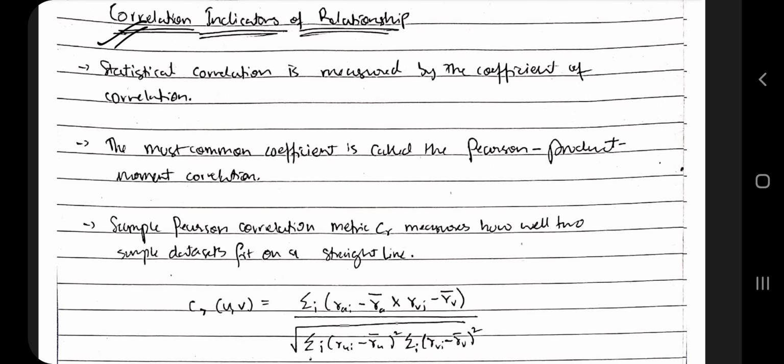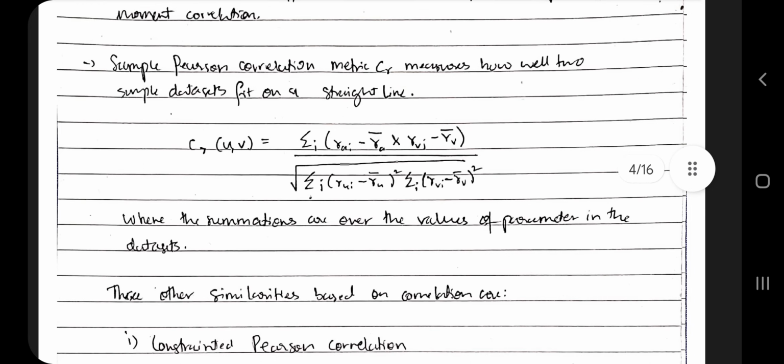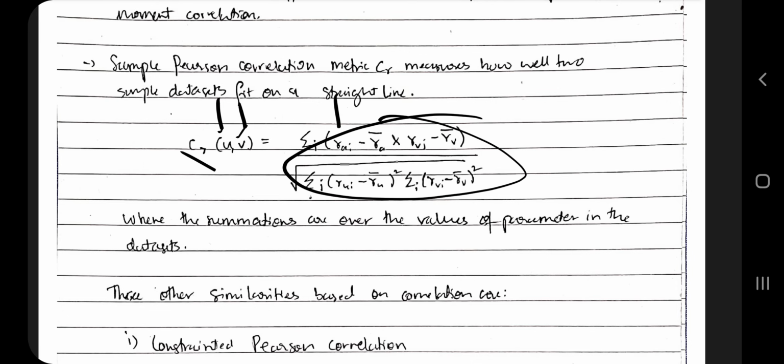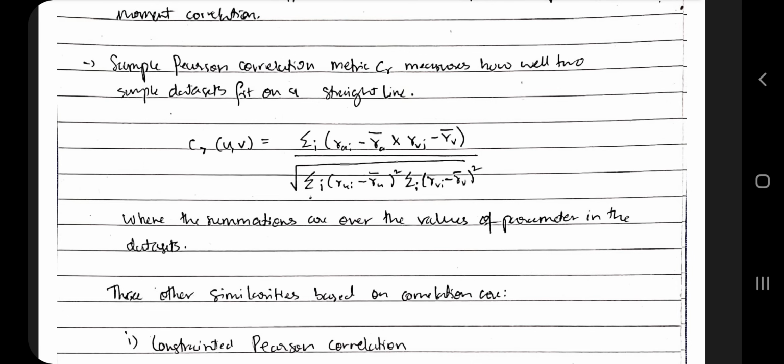Then correlation indicators of relationship. How do we indicate relation? What indicates to us that there is a correlation between the variables? The main thing used here is the Pearson product moment correlation. Okay, by using this we'll be able to calculate the correlation. So correlation between U and V is given by this formula, where R is the coefficient of correlation and V and U are the instances.